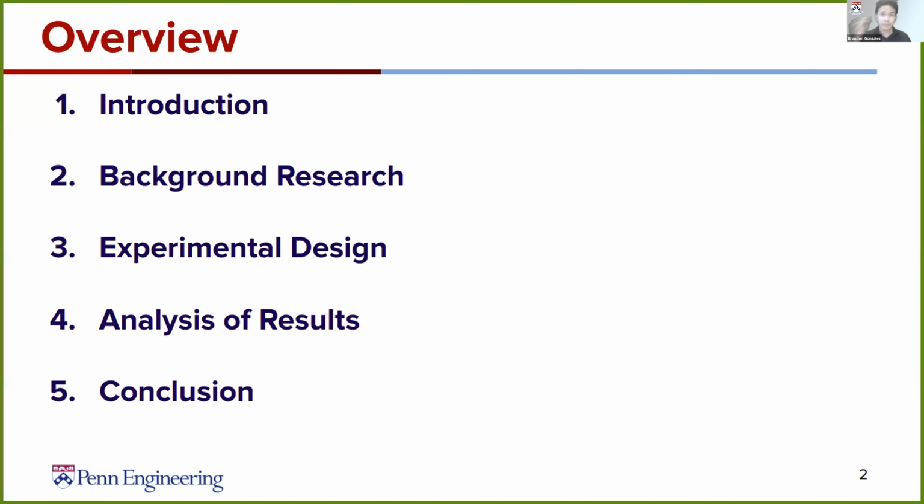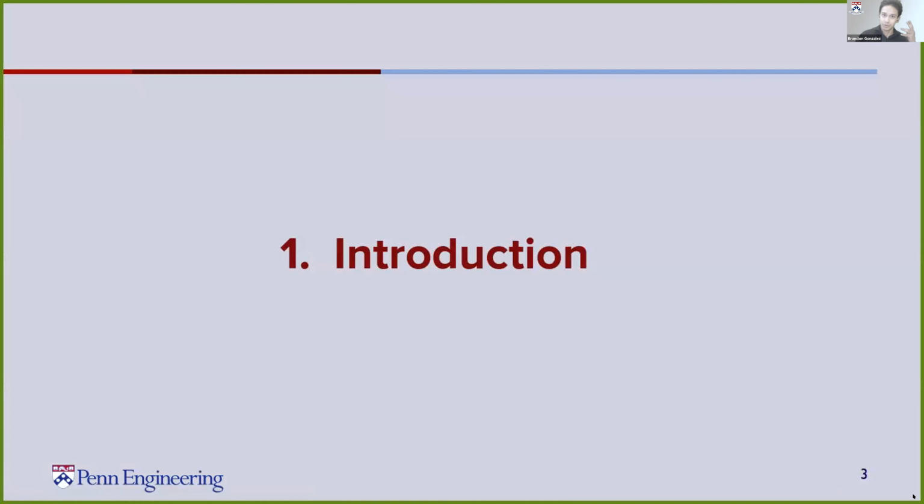So, a general overview of what I'll be talking about today. I'll give an introduction of the problem that this thesis tries to tackle. Then I will talk about some background research, understanding the different kinds of sensors that we're working with, as well as some papers that discuss the problem of human occupancy detection that were helpful for this thesis. Then I will talk about the experimental design in the lab, the system that I used and how it was designed. Then I will talk about an analysis of the results that we got, and then a conclusion to wrap things up.